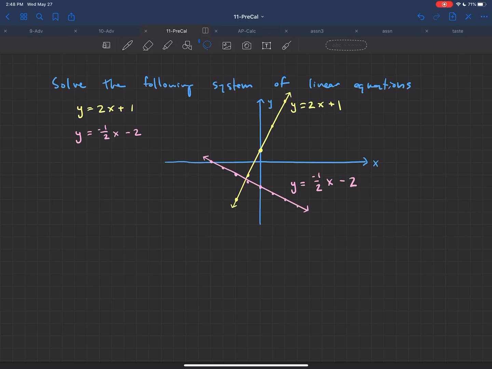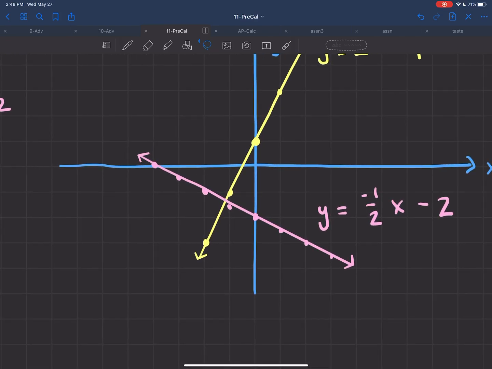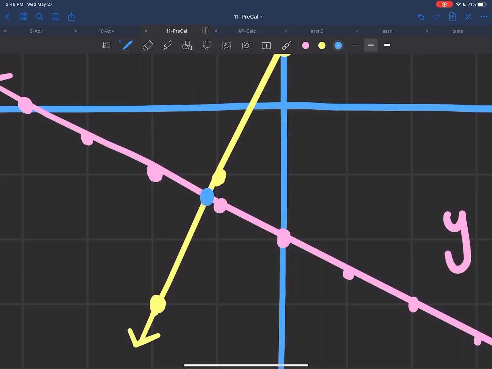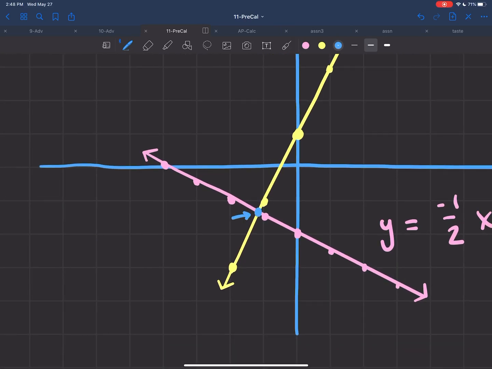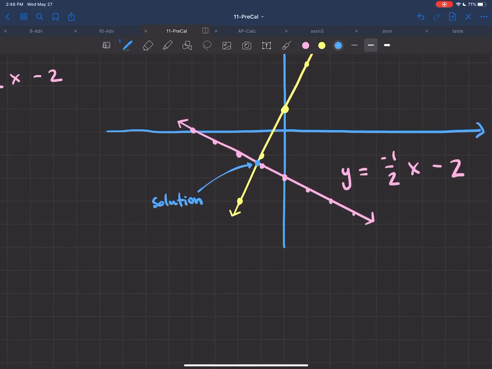Anyway, so what do I mean by finding a solution to this system of linear equations? Well, first of all, let me get this dot in the right place. There we go. So a solution to this is going to be where these two graphs intersect. So this point right here is our solution. Now, because it is a point on the Cartesian plane, right? It's a point on our graph. It's going to have an x value and a y value. Let's call that x1, y1.